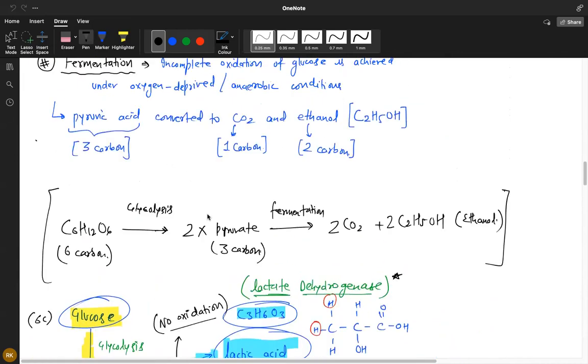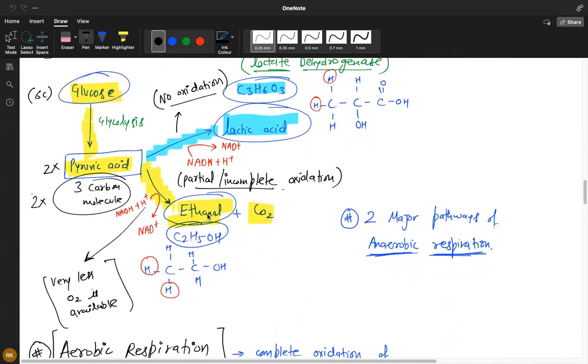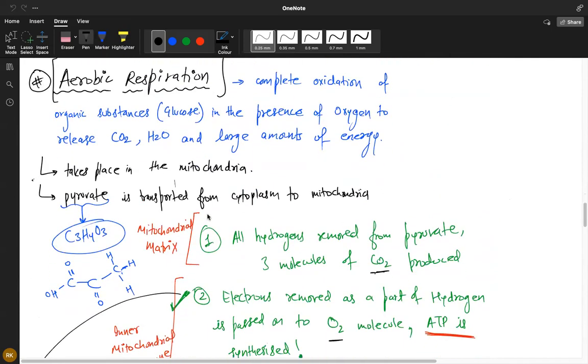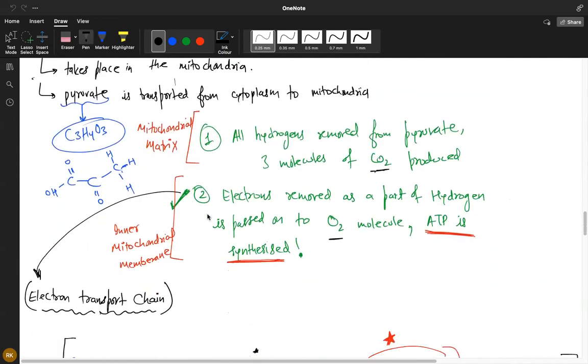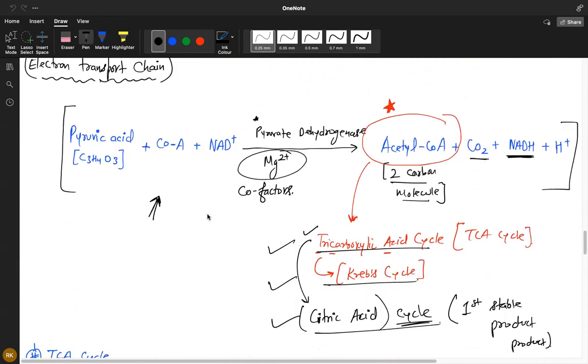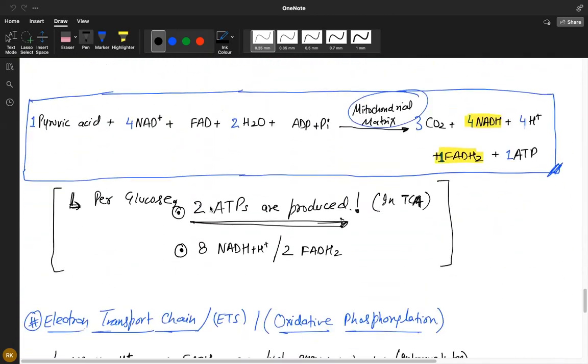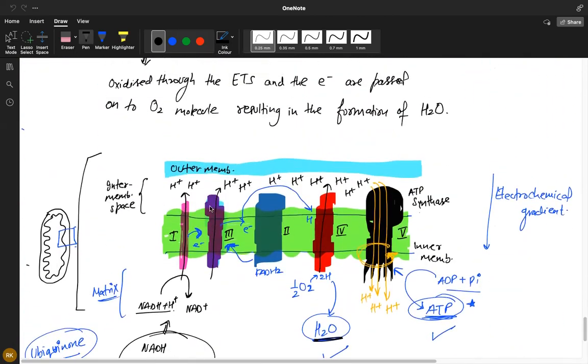Okay. So do you have any doubts with any part of aerobic respiration? No. If you want me to repeat any part, or else we can move forward. Okay, cool. So that's good. So let's move forward from here.